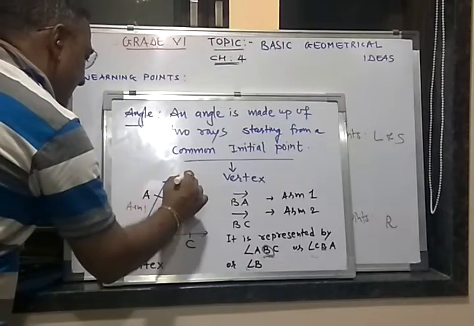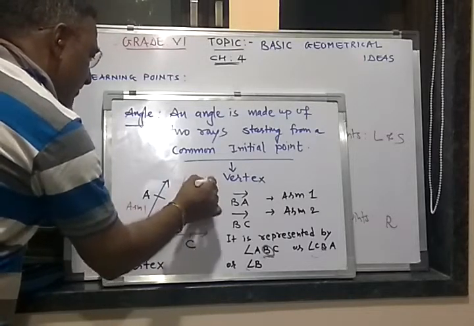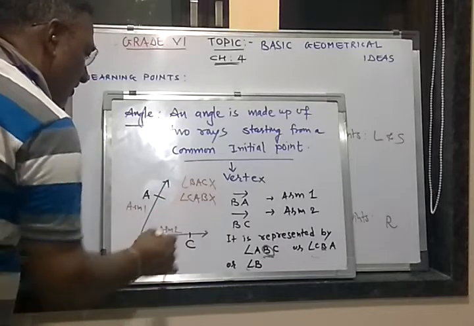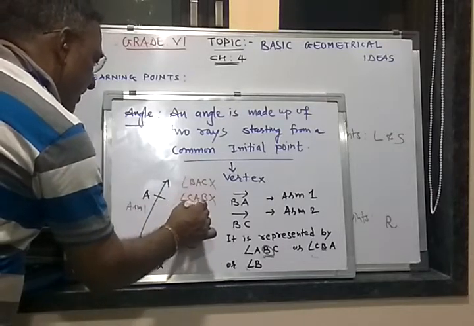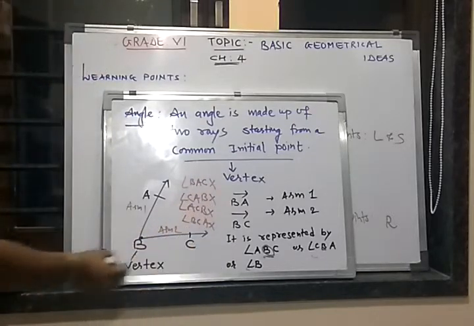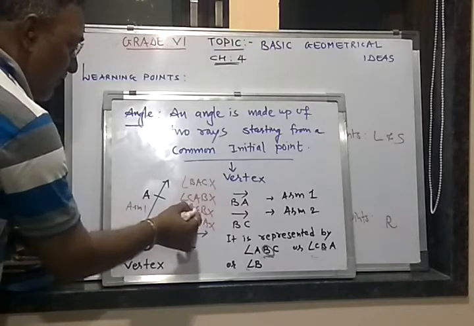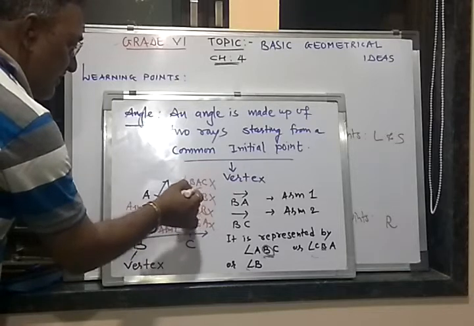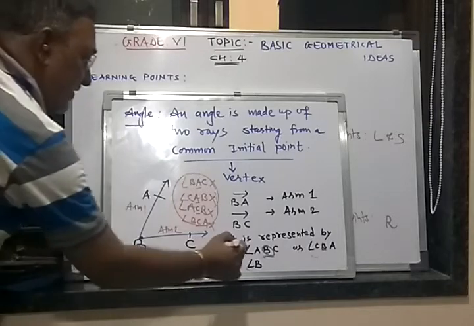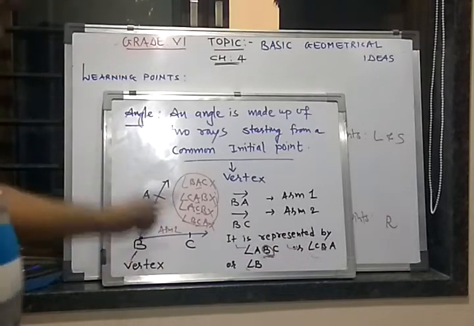But you cannot represent it by angle BAC. This is wrong. Angle CAB is also wrong. Angle ACB, wrong. Angle BCA, wrong. Right? Because here C is not the vertex, the vertex is B. Here the vertex would be C, here the vertex would be A. So these are all not possible. Here the vertex is B, so this is the way of representing an angle.